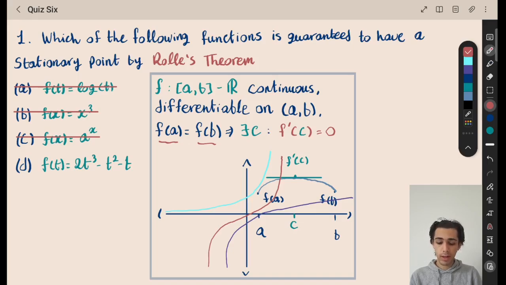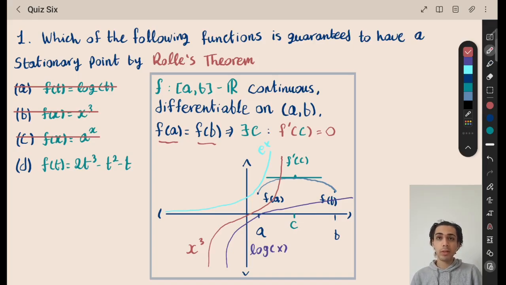So that is the key to understanding what's happening here. This is e to the x. That is log of x. These are of course not accurate and not drawn to scale, so I hope you don't come after me after this video. And this is x cubed.